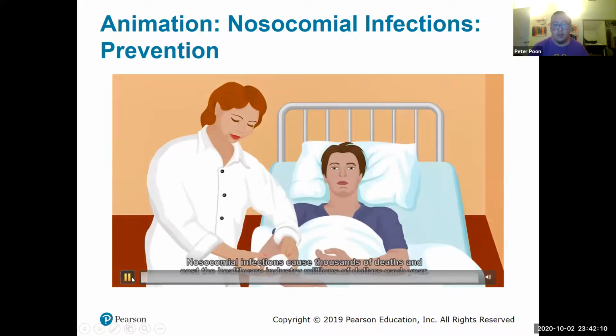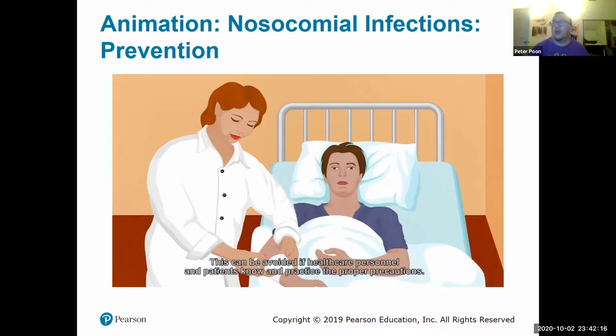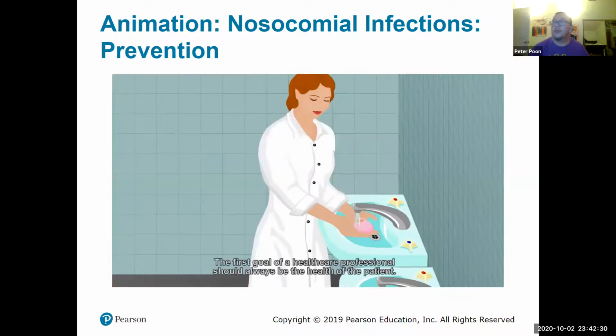Nosocomial infections cause thousands of deaths and cost the healthcare industry millions of dollars each year. This can be avoided if healthcare personnel and patients know and practice the proper precautions. One study showed that hospital personnel only wash their hands 40% of the time before interacting with patients. The first goal of a healthcare professional should always be the health of the patient.